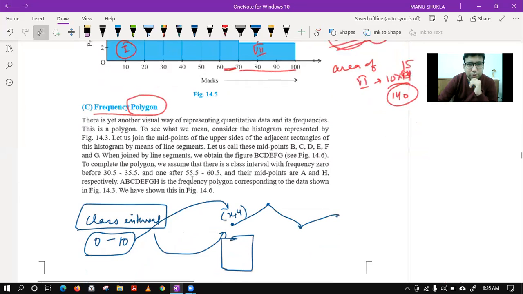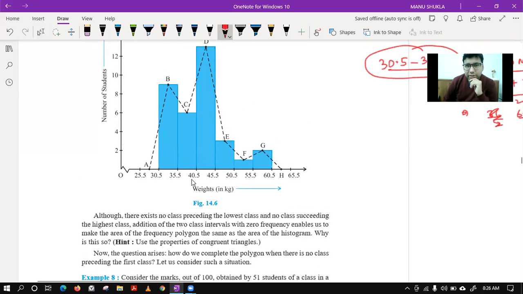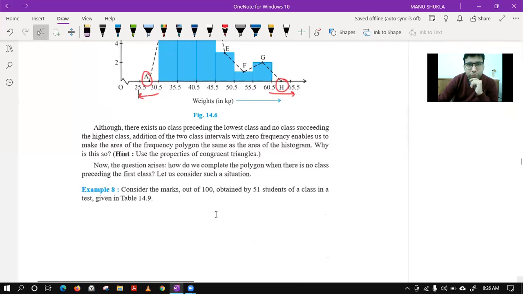Now let's see the next example. So this way they have made it. You can see they have just extended the class interval backward and forward. Then they found their midpoints, and then they joined them as we have done.